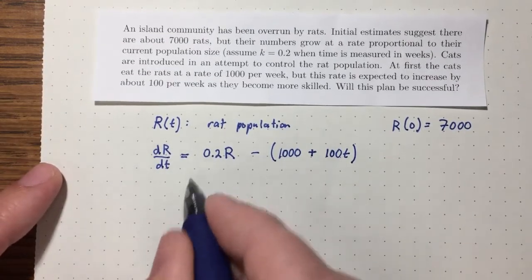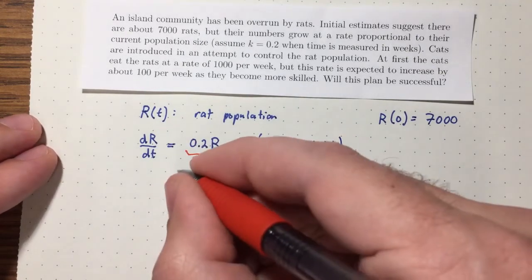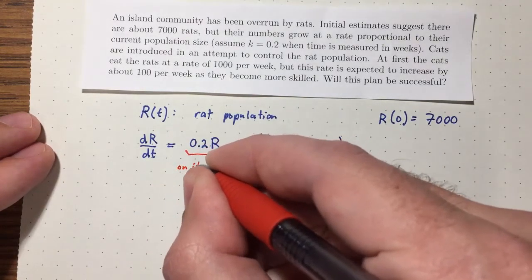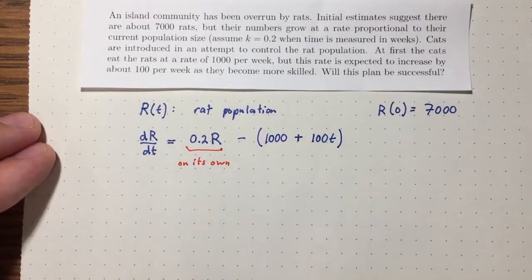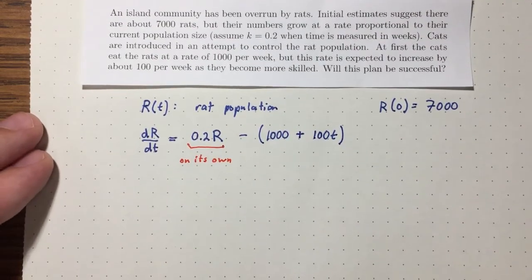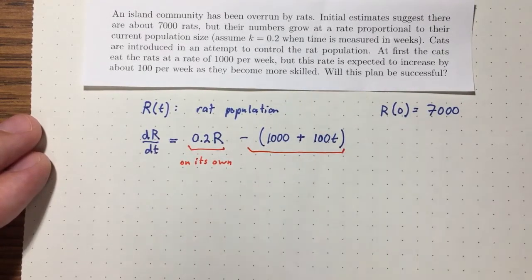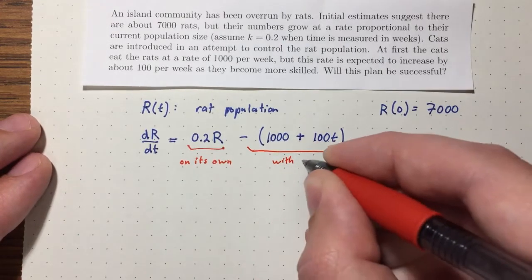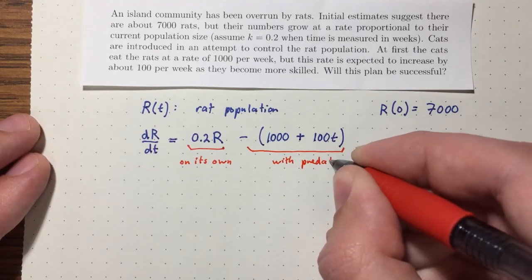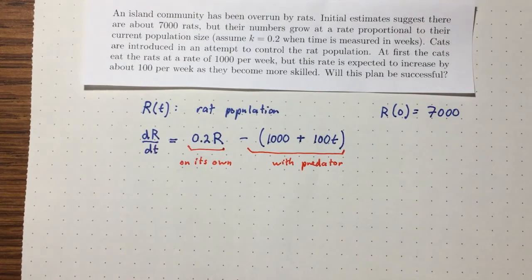So this, on its own, is how dR/dt works. It's 0.2 times R, but we have this that we're adding on because this is with the predator.